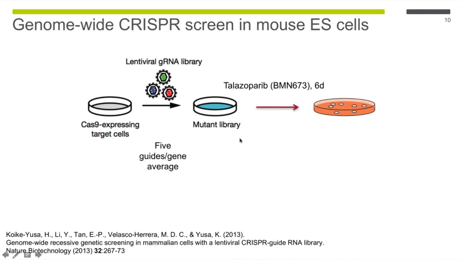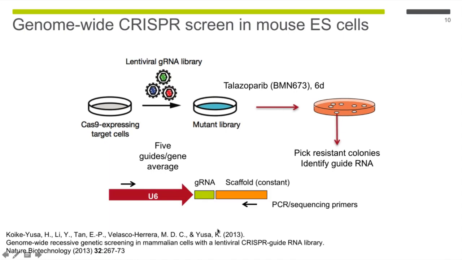And we just did a very, very simple screen where you expose the cells to a high concentration of PARP inhibitor, talazoparib, also known as BMN 673, for 6 days. And this is at a concentration that would normally kill all of the wild type cells. So we just see what survives. And in this case, we pick the colonies, and then you do a PCR on the lentiviral construct, which is stably integrated in this colony, and then we just sequence it to identify which guide RNA was present in these cells that survived.